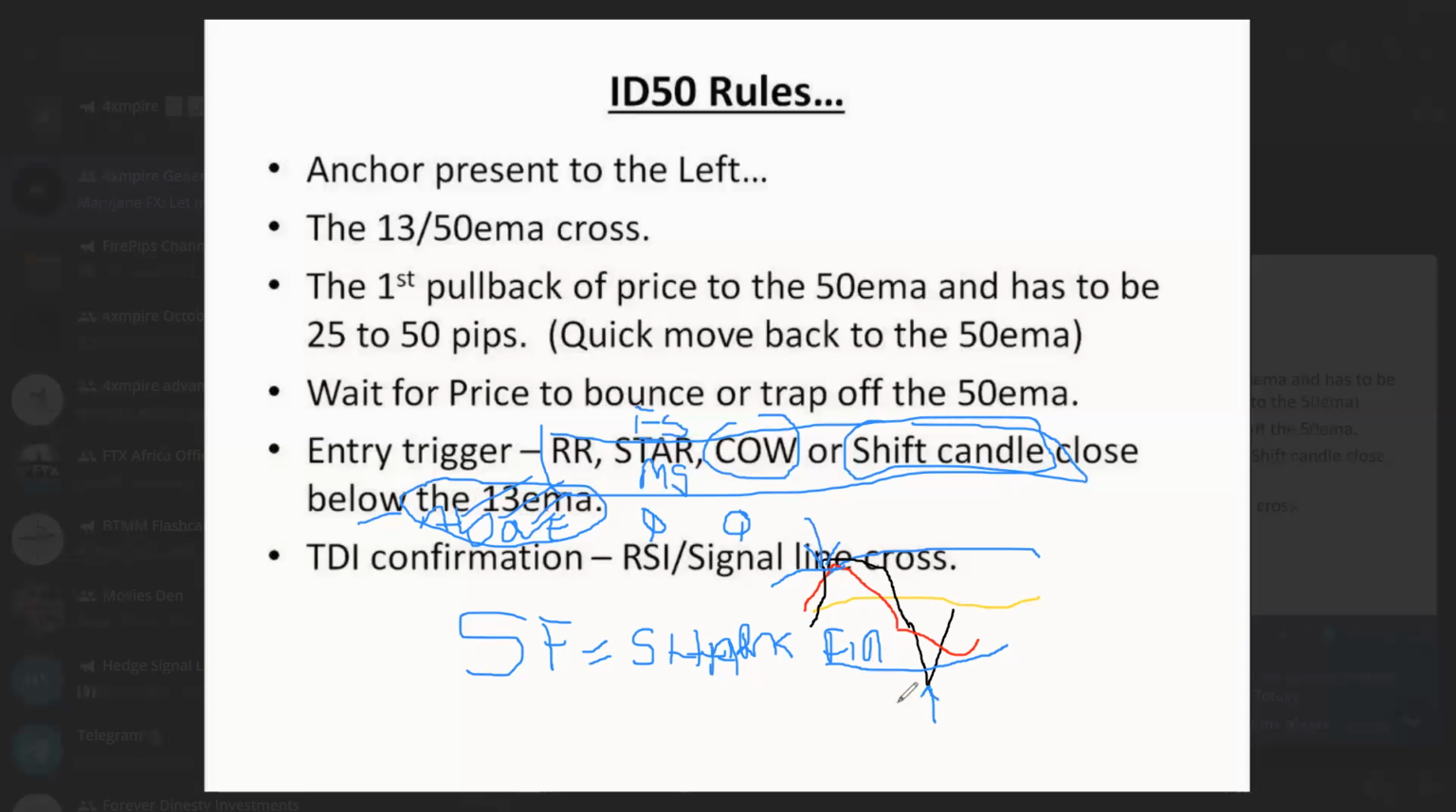Remember, shark fin is outside the band, inside the band. That is shark fin. You see, outside the band, inside the band. So when you see the RSI line and the signal line cross in line with where you are looking or anticipating the market to go, that is your setup. That is your signal.